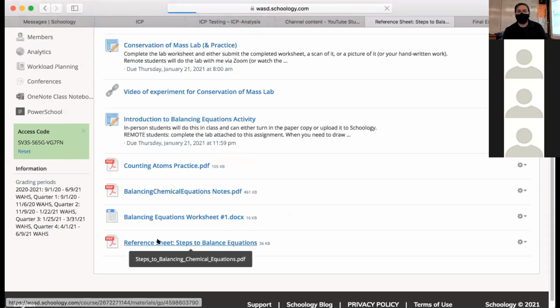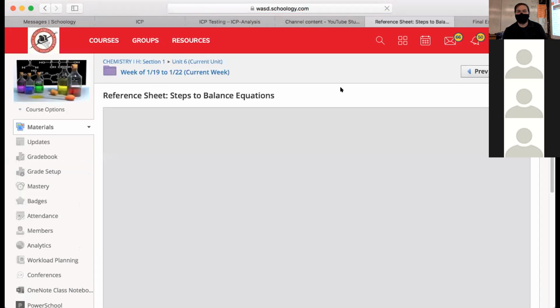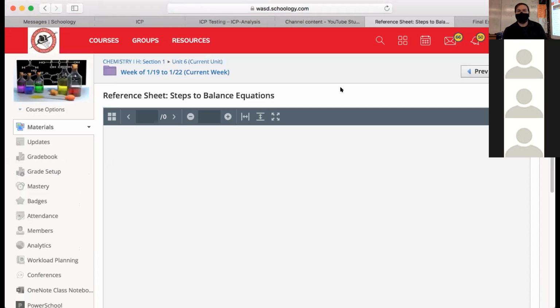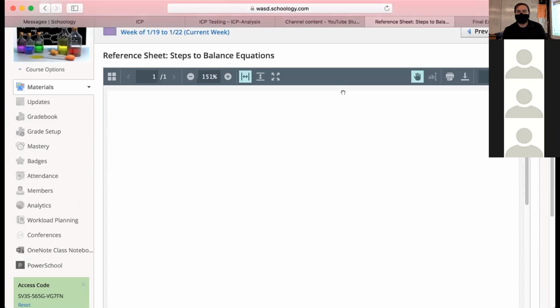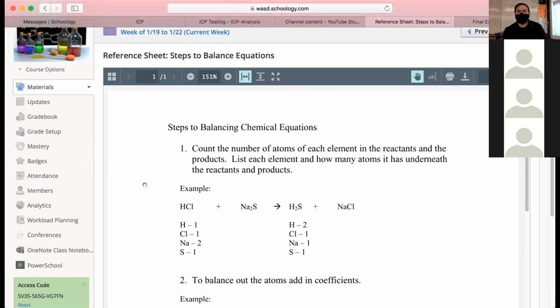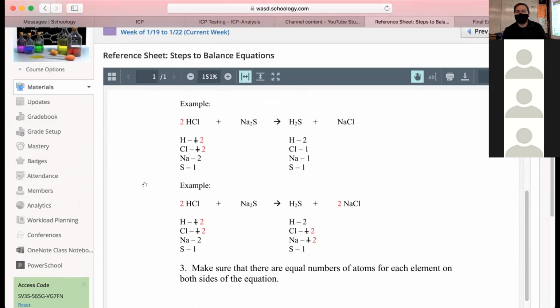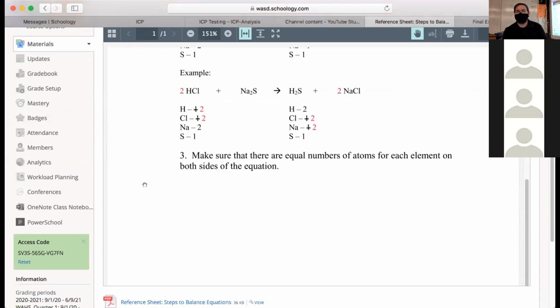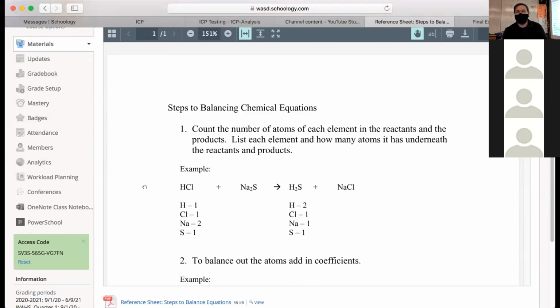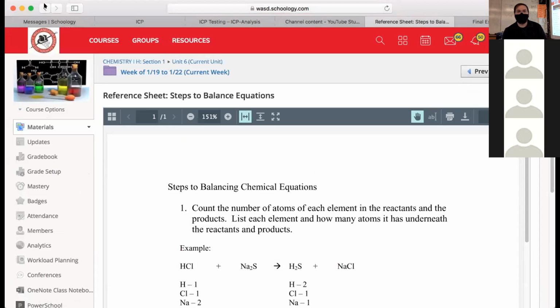There's also this paper, this is reference sheet, steps to balance equations. And I didn't print this out, so you don't have it here in class. But this has a thing about steps for balancing equations. And it's an extra example about how chemical equations can be balanced and some mathematical ideas. And next week, we'll do some practice with that.